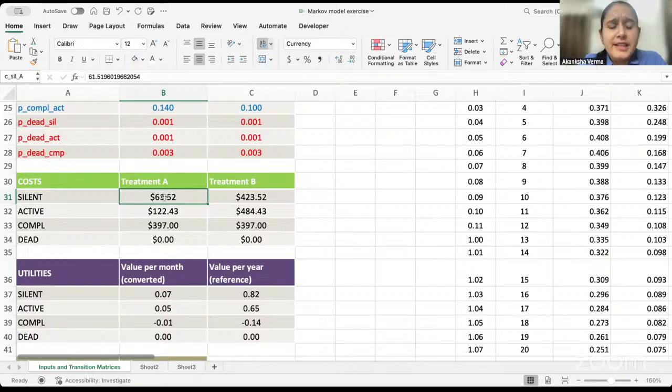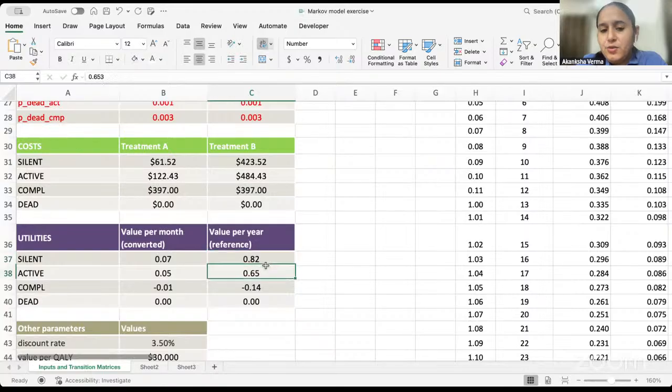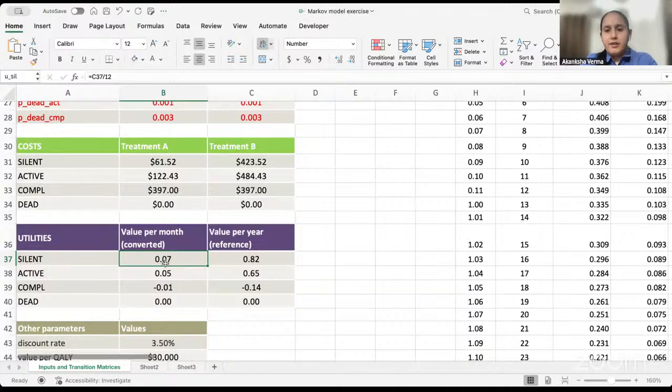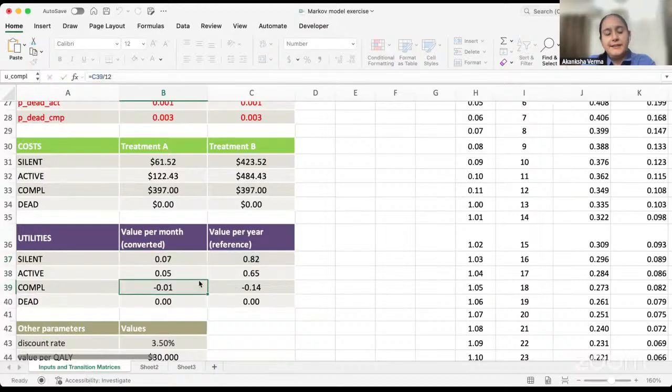Okay, then you have the utility values. We had per year utility values. Usually the utilities are reported annually. So we have converted them into per month because our transition probabilities were on a monthly basis. So we had to convert the values to per month. So you can see here I have divided the value by 12 to get monthly values.